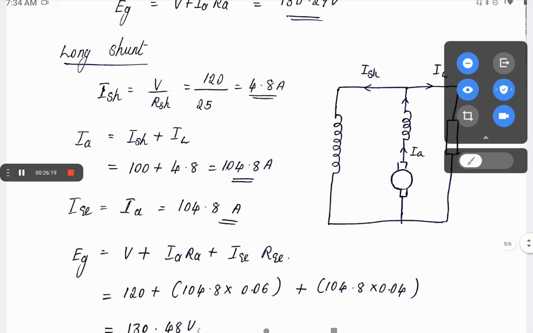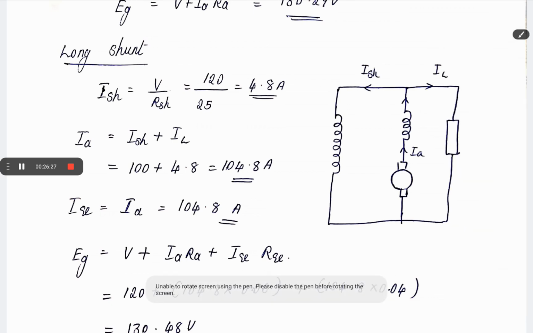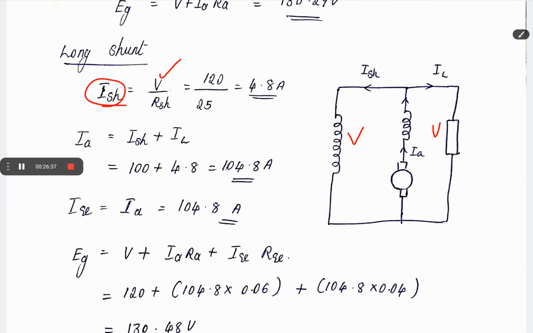Substitute, and now consider the long shunt condition. In the long shunt condition, we are asked to find Eg and Ia. Here the voltage across the load, V, is the same as the voltage across the shunt field winding. So just substitute V by Rsh to find Ish. Now you can calculate Ia as the sum of Ish plus IL, and you will get the armature current. Then I series is the same as the armature current, since the armature current is connected to the series field winding. So Ic and Ia are the same.